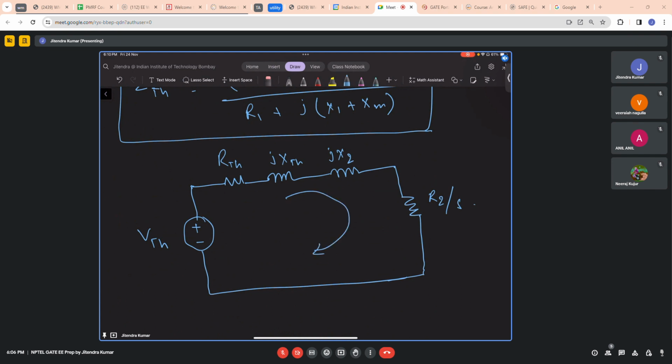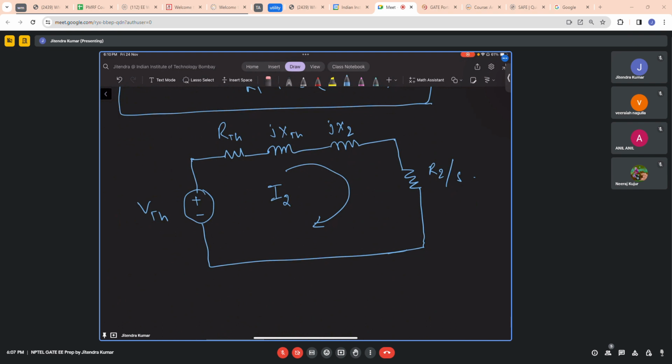Now you can easily calculate this rotor current I2, and you will get all the parameters: air gap power, I2 square R2 by S, right? Mechanical power. So that was our purpose to do that. And further, we can approximate it, right?